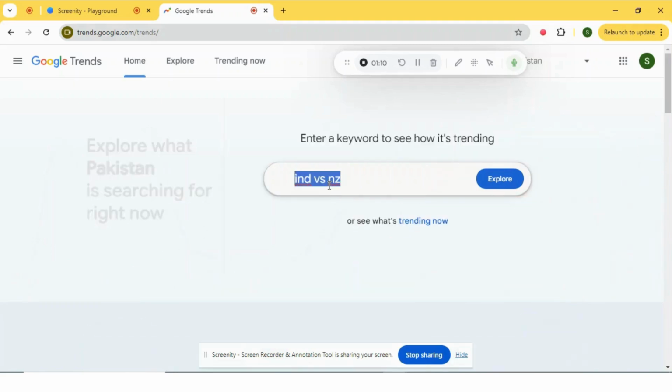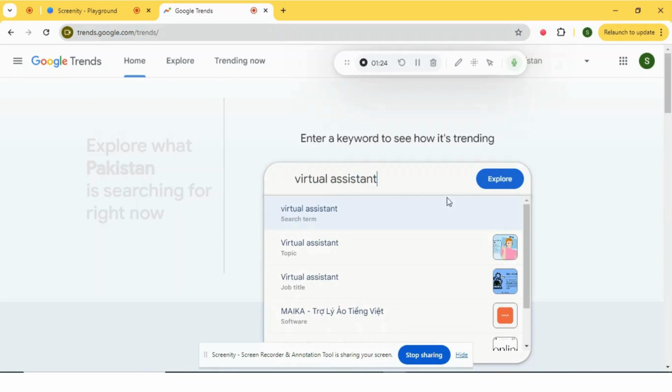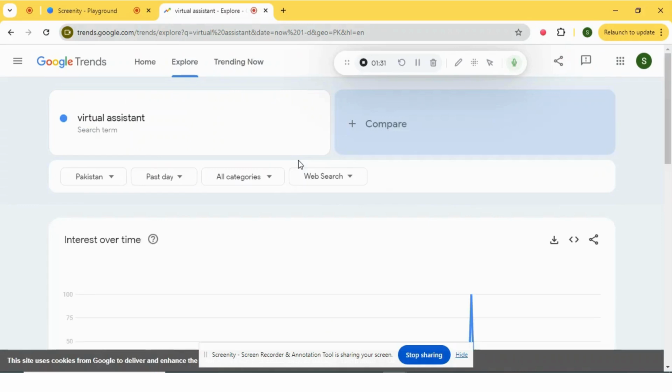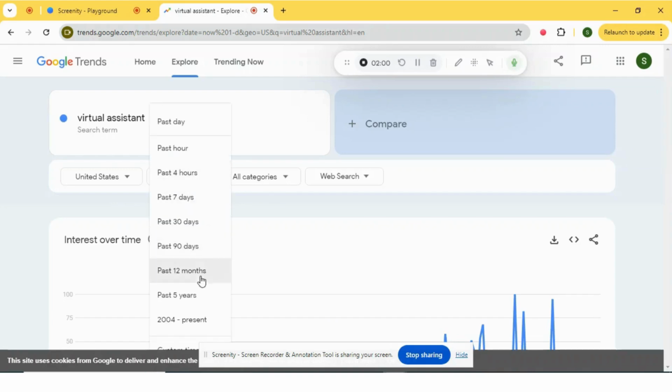So, what we would be doing is we can pick up a keyword. In recruitment agency, the most used keyword is virtual assistant. So this would be giving me the complete brief over the keyword virtual assistant, wherein I'll be having the location, the past number of days, and which web platform to search for. The location that I would be choosing is United States. I would be choosing past 12 months.